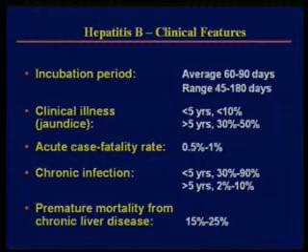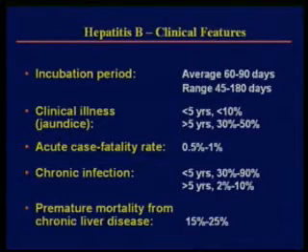Clinical illness. If you're under 5 years, less than 10% will develop jaundice. If you're over 5 years, about 30 to 50% of people will have jaundice. And you notice it's not 100%. So you could have hepatitis B and not have jaundice, right? Which is noticeable by its absence. A lot of students will think, well, the patient doesn't have jaundice, so it couldn't be hepatitis B. No, only about 50% will have it.